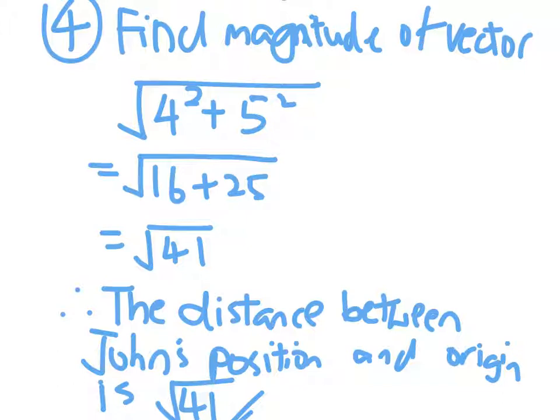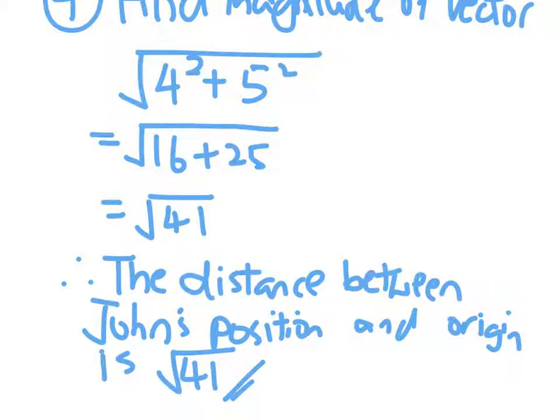We find the magnitude of a vector to find John's distance from the origin. So the square root of 4 squared plus 5 squared equals the square root of 16 plus 25 equals the square root of 41. So the distance between John's position and the origin is the square root of 41.